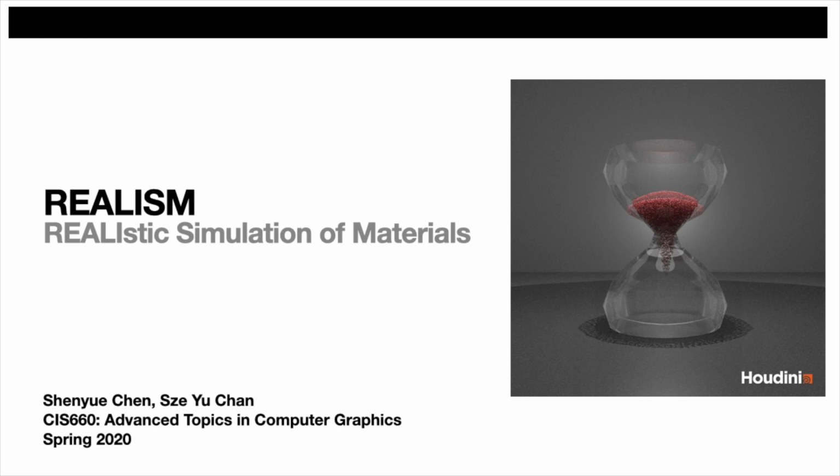REALISM, short for Realistic Simulation of Materials, is a Houdini plugin that helps animators and technical artists easily simulate the behavior of various materials. This is our final project for the course CS660, Advanced Topics in Computer Graphics. On the right is one rendered image of our simulation of sand in an hourglass.